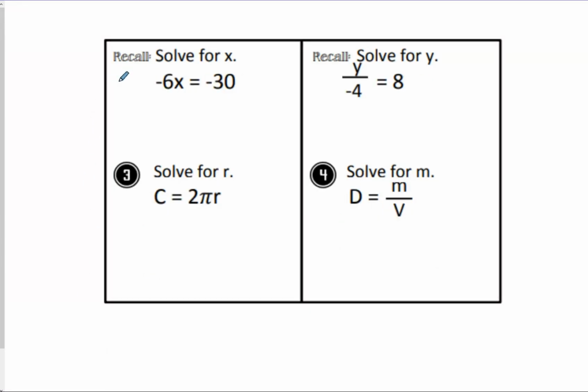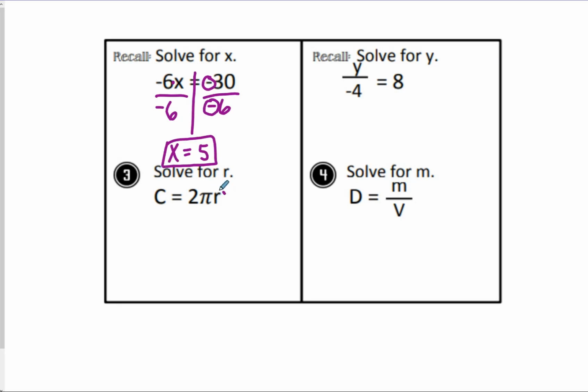Go ahead and solve this negative 6x equals negative 30. When solving, we end up with x equals 5. We applied the inverse operation of division because 6 was multiplying x. We divided both sides by a negative 6, and that's how we got our positive 5. The process is going to be exactly the same for example 3. Try your best and check your answer.